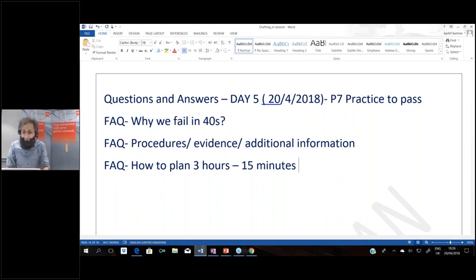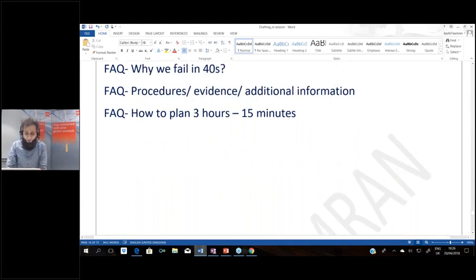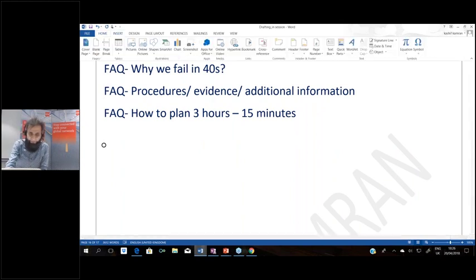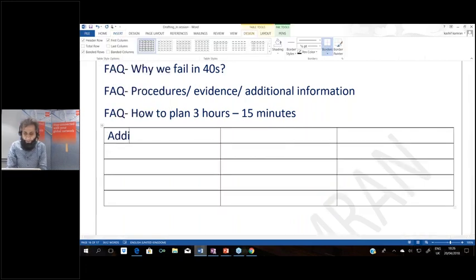Okay, let me do one exercise with you, right? First of all, because there were some questions from students and I think I have time to do so, I'm just utilizing it. Suppose I do an exercise with you and I make 3 columns. I write additional information in one column, procedures in the second column, and evidence in the third column, evidence in the working paper file. Now you all know that these 3 requirements come in the exam paper very repetitively.